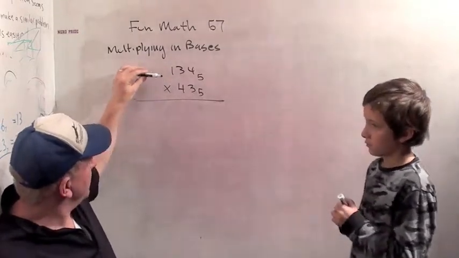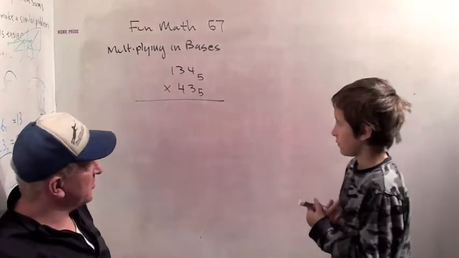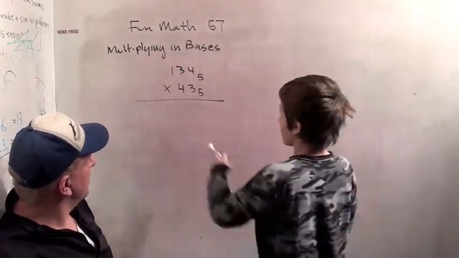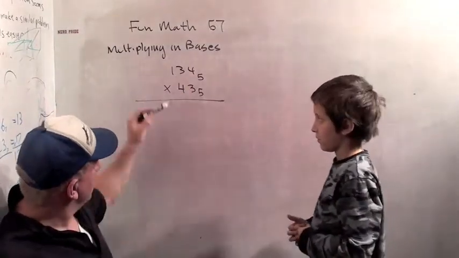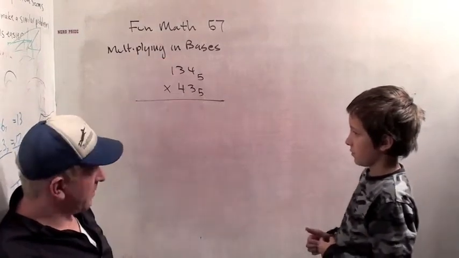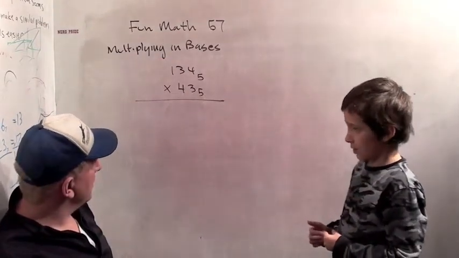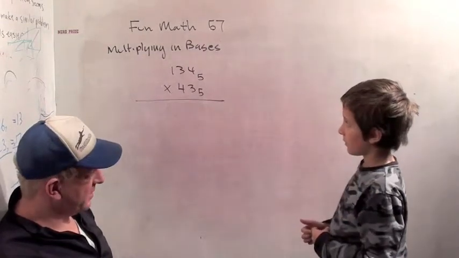If you were doing 134 base 10 times 43 base 10, what would be the first thing you would do? I would do 100 times 43. You would do 100 times 43? Okay. So what is 100 times 43? It's 4300. Okay. And is that going to be true in every base?